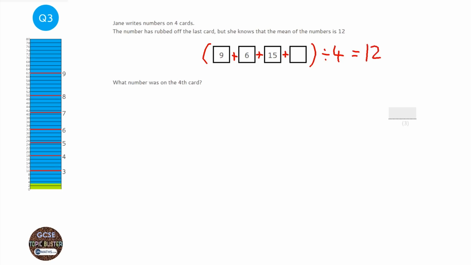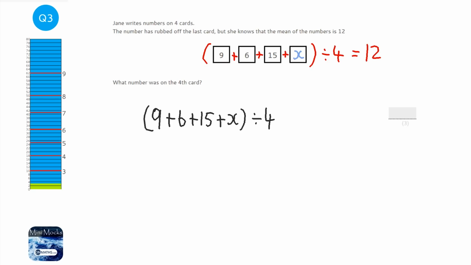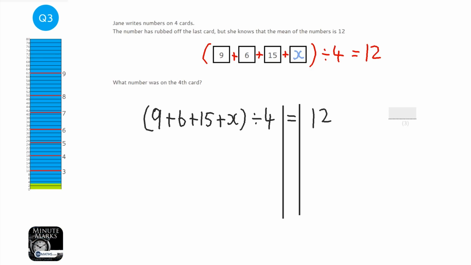So if I put an algebra letter in, so let's call it x, then I can write that down. So 9 plus 6 plus 15 plus x, which is our unknown, divided by 4 equals 12. Okay. Now if I put my lines down and just try and solve it, first thing to do is I'm going to times both sides by 4 to get rid of that divide by 4. And I'm going to add these numbers together because we know what the answer to this is.